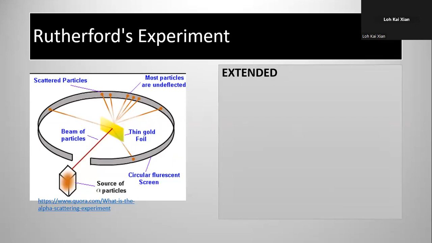This is probably carried out in a dark room. This is an alpha particle from the source directed at a thin gold foil. We try to make it thin, ideally one atom thin, but that's not possible, so usually it will be a few atoms thin. Then this is your circular fluorescent screen. Fluorescent means that where the alpha particle strikes the screen, you will see a tiny spark of light called scintillation.